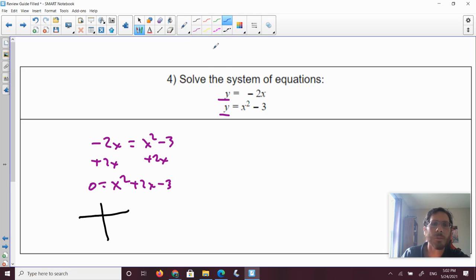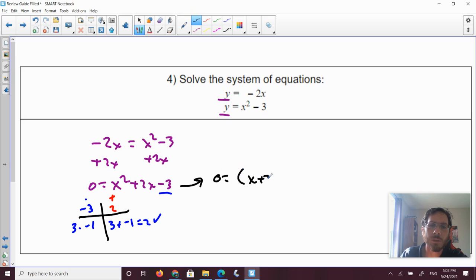I can find things that multiply to negative 3 and add up to 2. It turns out if I pick 3 and negative 1, 3 plus negative 1 is in fact 2, so that works out, so that's pretty good. So that means that I can rewrite this one as 0 equals x plus 3 times x minus 1.